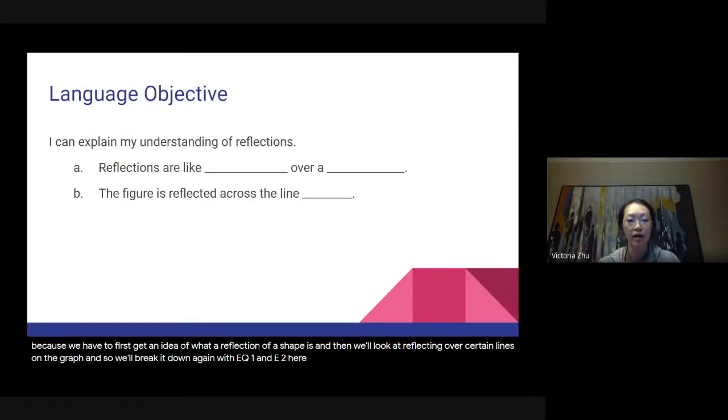Here are our language objectives. You're going to be able to explain your understanding of reflections. Two sentence frames that we might be using are: reflections are like blank over a blank. And another would be: the figure is reflected over, or the figure is reflected across, the line blank.